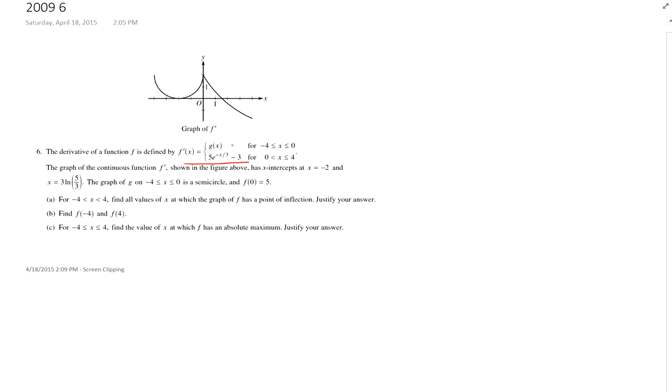It's given by g of x from -4 to 0, and this funky function from 0 out to 4 right here. And it says f prime is continuous, as shown in the figure, has x-intercepts at -2, and this point right here is 3 log of 5/3. G from -4 to 0 is a semicircle, and f of 0 is 5. So this is f prime of 0, but f of 0 is 5, so keep that in mind. We might need that later. Chances are we will.